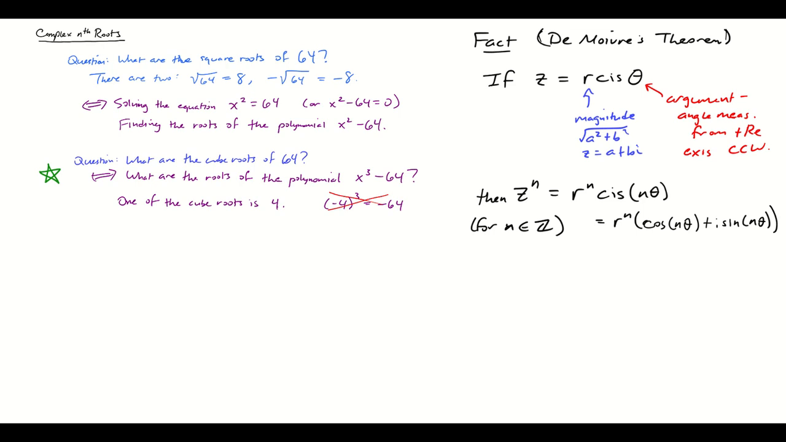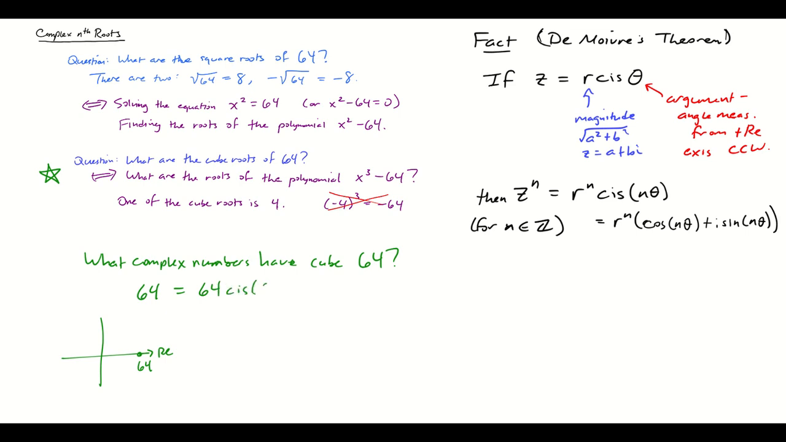All right, so let's ask ourselves the question, what complex numbers have cube 64? In other words, what complex numbers are cube roots of 64? Well, as a complex number, if I think about the complex plane, 64 is over here on the positive real axis. So it can be expressed as a complex number whose magnitude is 64 and whose argument is 0.